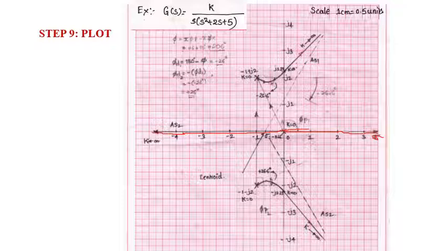Next you draw a vertical line, the jw line. From here you can write it as plus jw, and at the bottom we can write minus jw. Here we can show the points 0, 1, 2, 3 on the plus side, and minus 1, minus 2, minus 3 and minus 4 on the negative side.